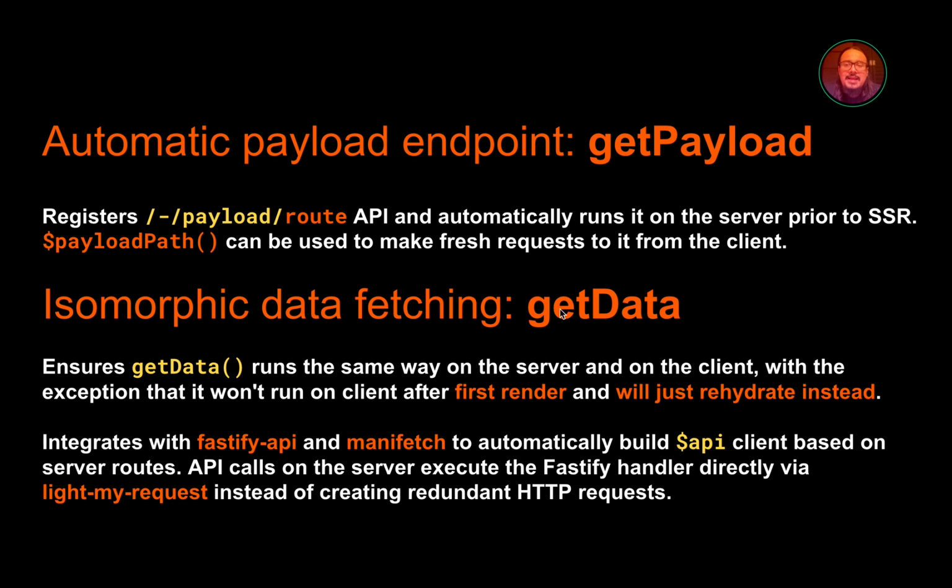The other is get data. Get data ensures that the same function runs on the server and on the client, with the exception that it won't run on the client after first render, and will just hydrate instead. So this is actually a bit more advanced. It integrates with Fastify API and Manifetch, which are two libraries that are part of the Terex initiative to automatically build API clients based on server routes. So I'm gonna go over those examples now.